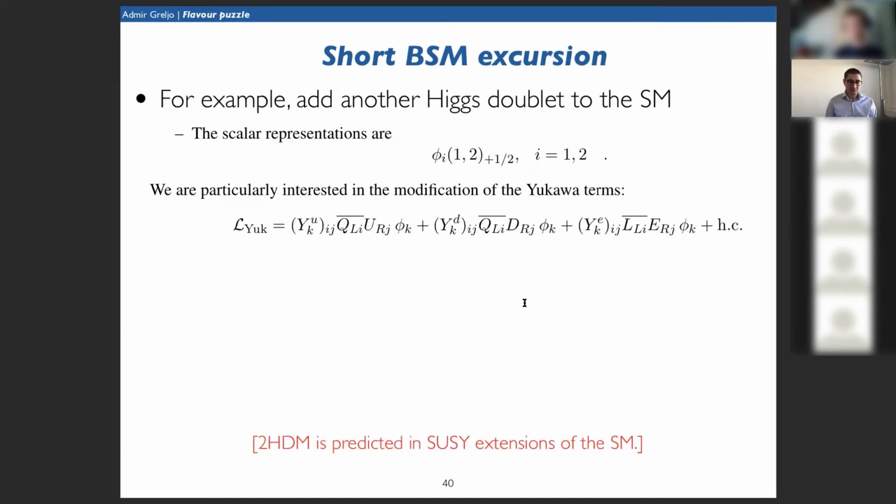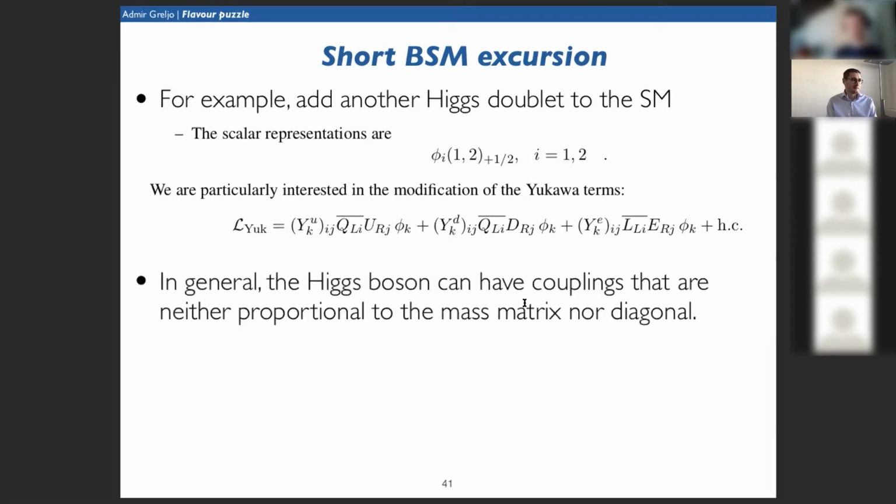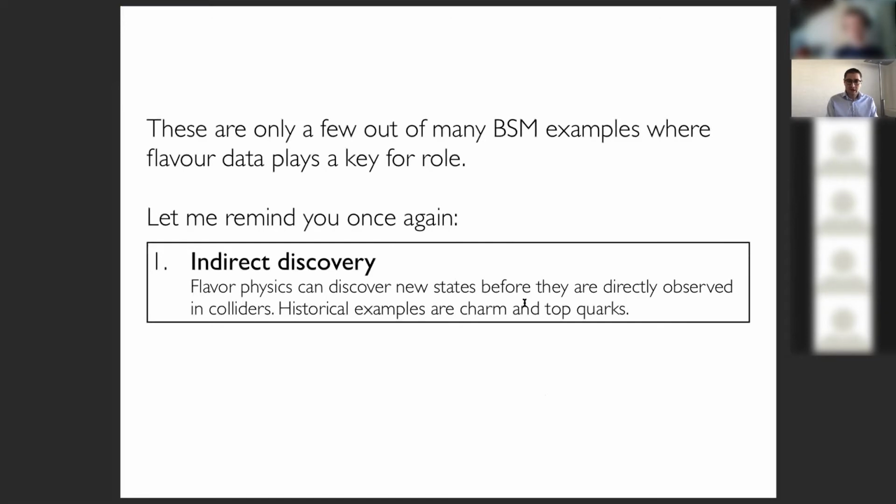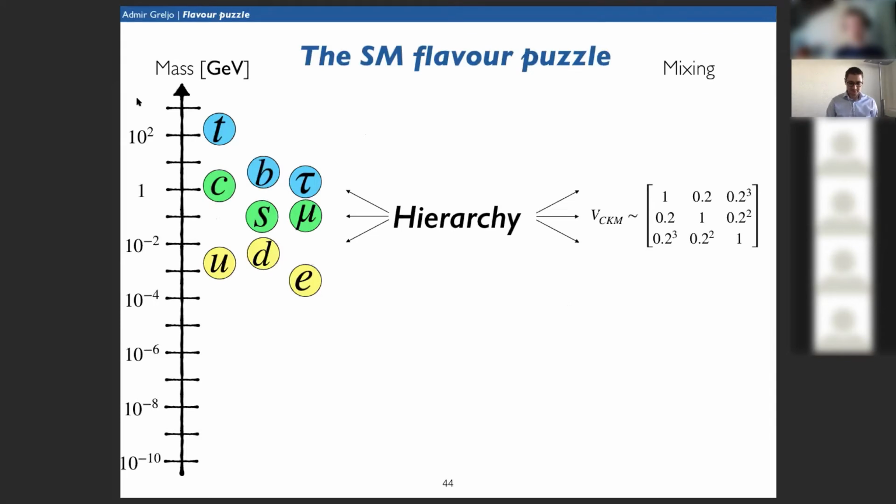And the 2 Higgs doublet model is not something exotic. It is something that you have naturally in supersymmetry, for example, in the MSSM. This is really like vanilla beyond the standard model. So I gave these 2 simple examples only to remind you about this fact of indirect discovery. These are only a few out of many BSM examples where flavor data plays a key role to constrain it. Let me move on to a different topic, which is the standard model flavor puzzle.